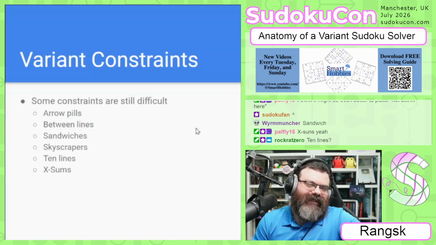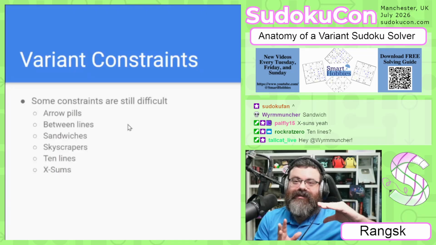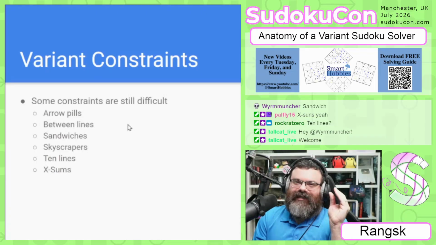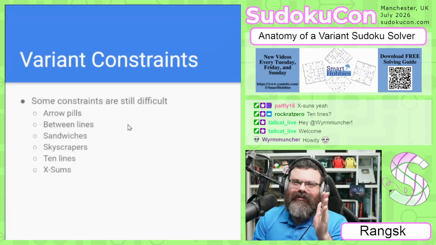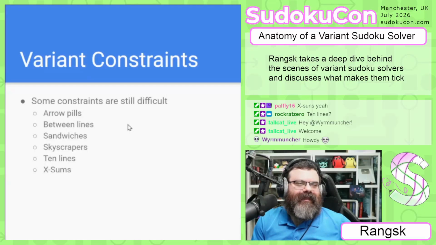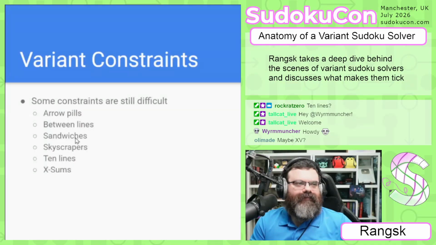Good job, Rockrat. So arrow pills, they're hard because it's not an equal sum constraint. You have to interpret the pill as a number string, so like the second one is multiplied by 10. And so that just makes it much more complicated to implement. XV I mentioned in the weak links. XV can be done via weak links.